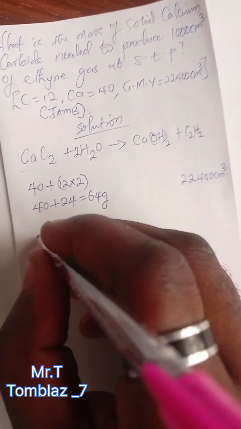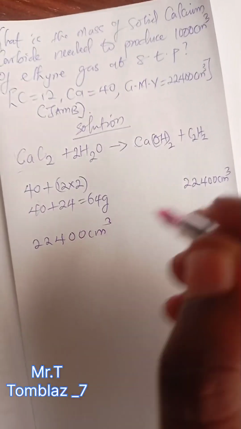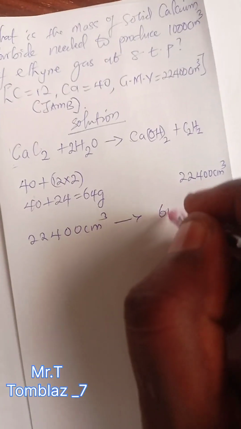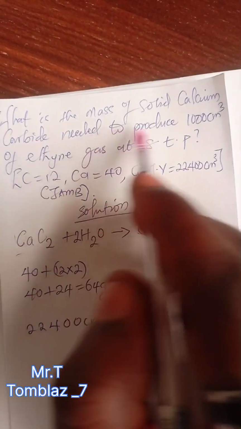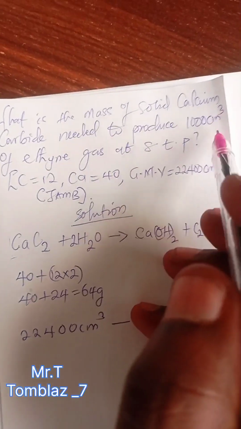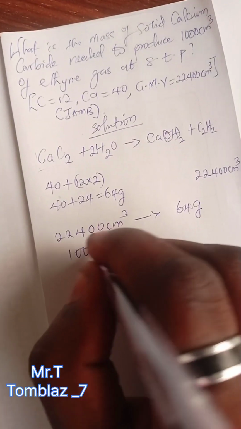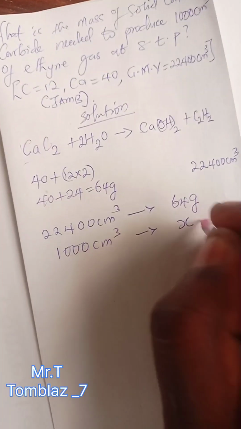So if 22400 centimeter cubes, right, of ethane was produced from 64 grams of calcium carbide, then what is the mass of the solid calcium carbide needed to produce 1000 centimeters cube? So we'll now say 1000 centimeter cube gives what? X gram.